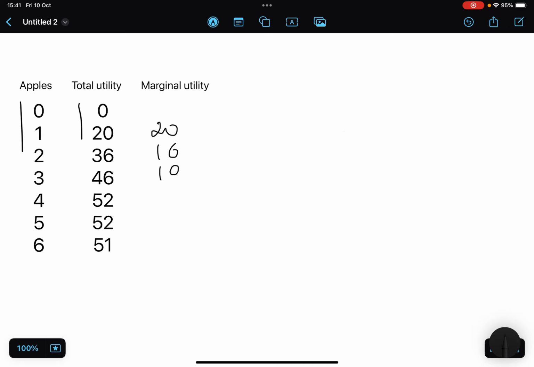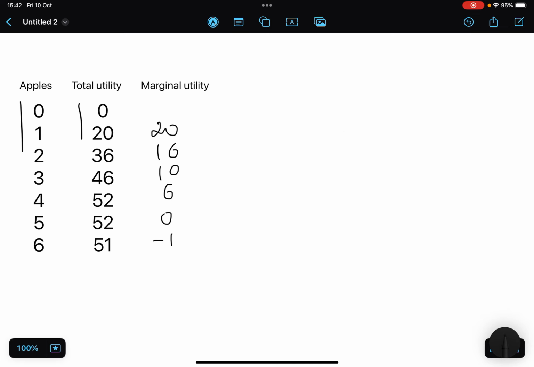From 3 to 4, the change is 6. From 4 to 5, the change is 0. And from 5 to 6, the change is -1. Notice how marginal utility keeps decreasing as we consume more apples. This is called the law of diminishing marginal utility. After 5 apples, total utility even drops, a negative marginal utility. That means the 6th apple actually reduces satisfaction.